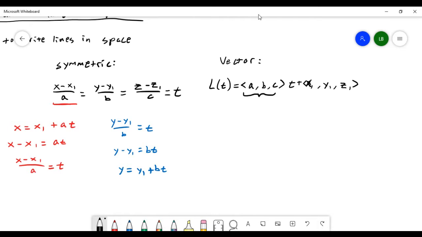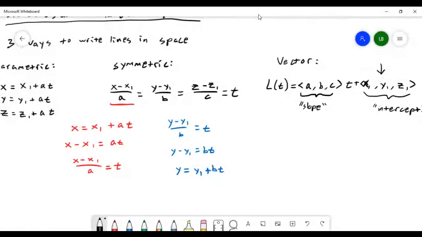Basically, here you have what can be thought of as your slope, and here you can almost think of this as your intercept. Except in this case, your slope is a 3D vector telling you which direction the line is going in, and this could be thought of as just a starting point. These are just three different ways to write the equation of a line in space, and they're all related, and you can convert interchangeably between them. Which one you use is pretty much up to you and your professor, depending on what they want.